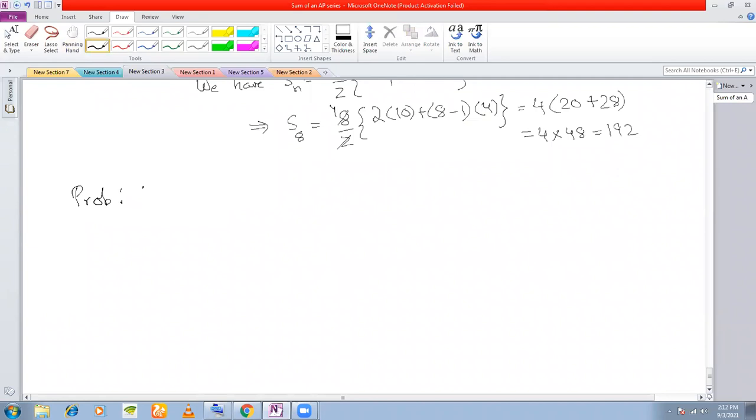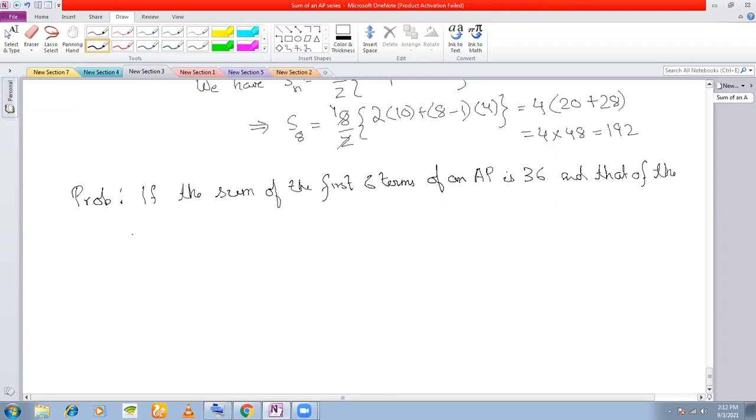If the sum of the first 6 terms of an AP is 36 and that of the first 16 terms is 256, find the sum of the first 10 terms.